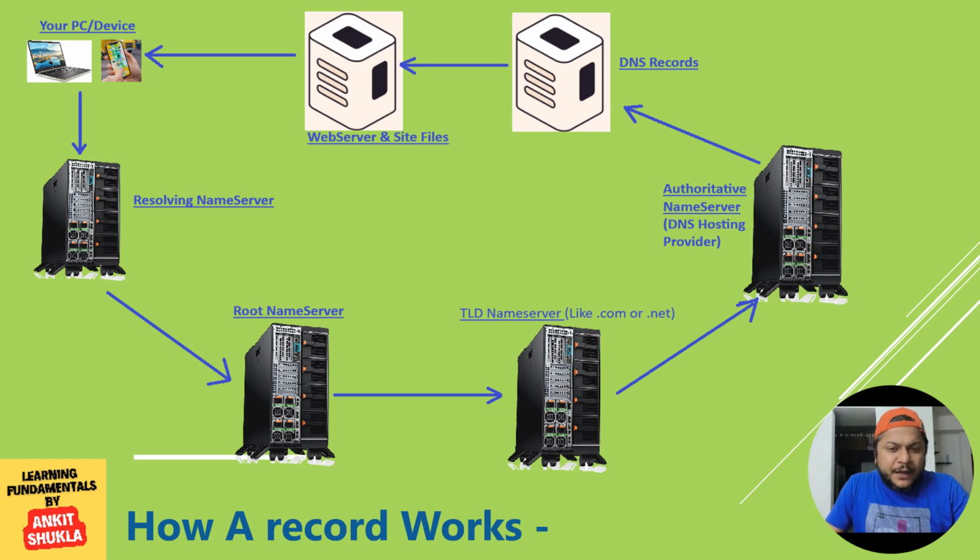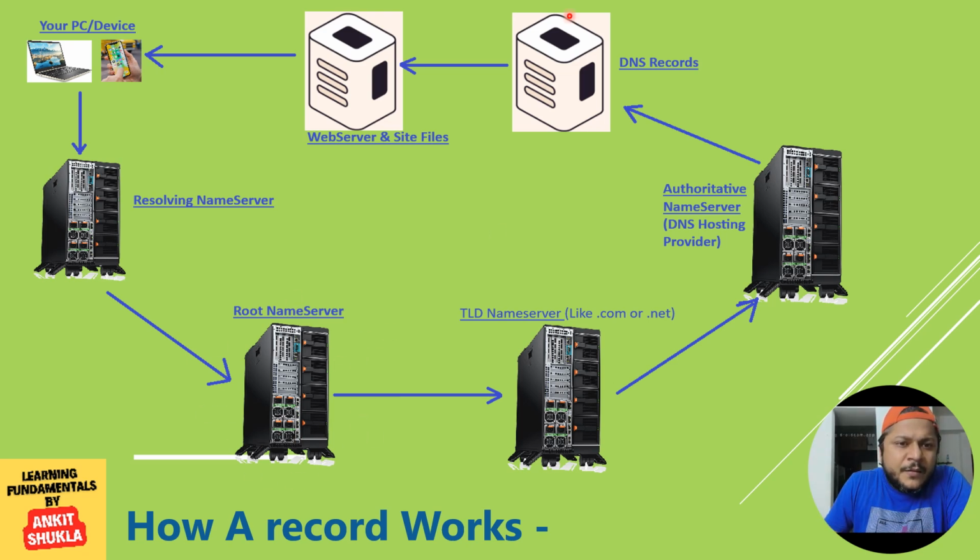I need you to pay close attention to this diagram right now and understand the workflow of how an A record helps you resolve the name of the website to an IP address. First up, you have your device. You open a website, let's say www.mywebsite.com on your device. The request first goes to your resolver, which would be your ISP or your network provider. Then the resolver starts a recursive query to the nearest root name server.